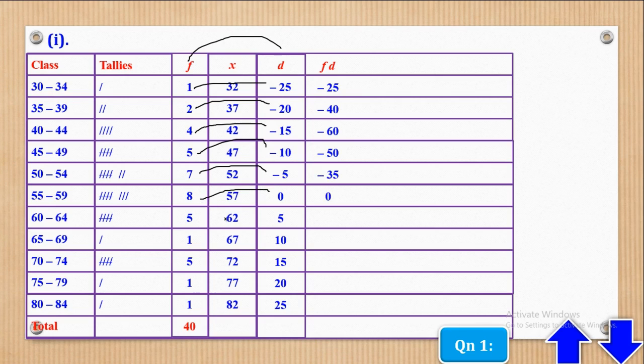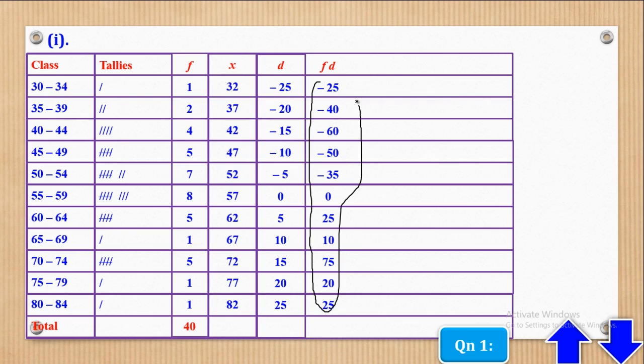This will give you 0. This will give you positive 25. This will give you positive 10. This will give you positive 75. This will give you positive 20. And this will give you positive 25. So that's how they generate the values of fd. The next will now be to add all these values of fd. So when I add all of them, I'll come up with negative 55.